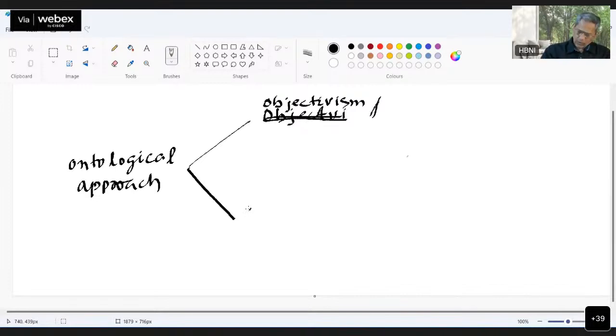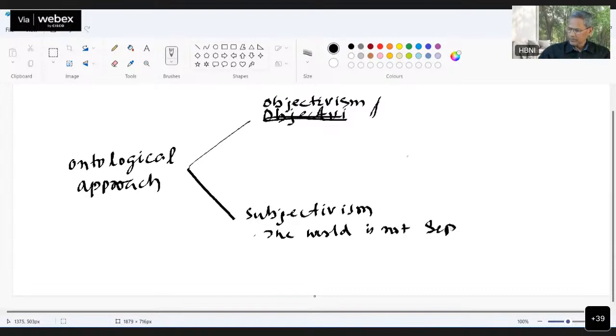And in the other case, you call it subjectivism. In this case, it is believed that the world is not separable from our thoughts. There are multiple realities, and it depends on the viewpoint of the observer.